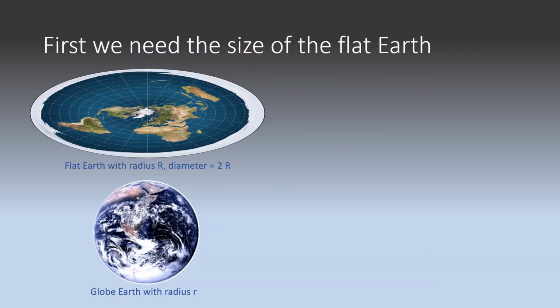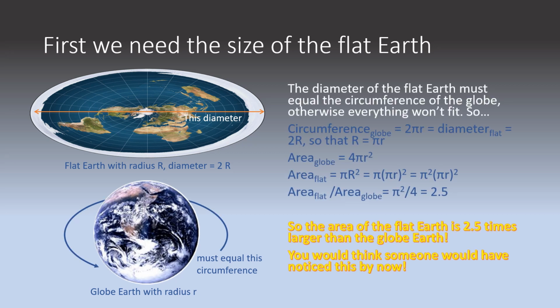First we need the size of the flat Earth. The diameter of the flat Earth must equal the circumference of the globe, otherwise everything won't fit. Simple algebra shows that the area of the flat Earth is 2.5 times larger than the globe Earth. You would think someone would have noticed this by now.